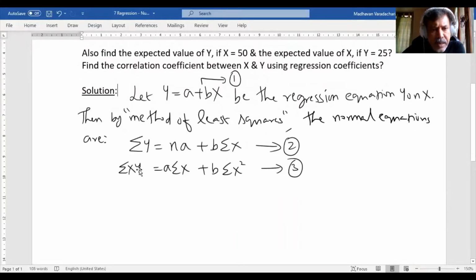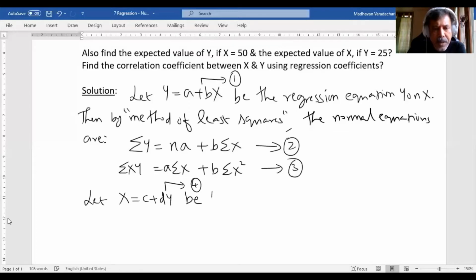So from this we understand that we need summation y, summation x, summation of x into y, and summation of x square. First, let us write the other one also, so together we'll make one single table. For that reason I am writing the other regression equation we are planning to form, which is x on y. So let x is equal to c plus dy. Let me call this equation 4, be the regression equation x on y.